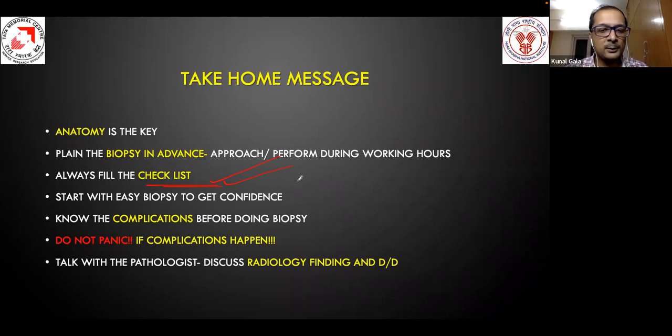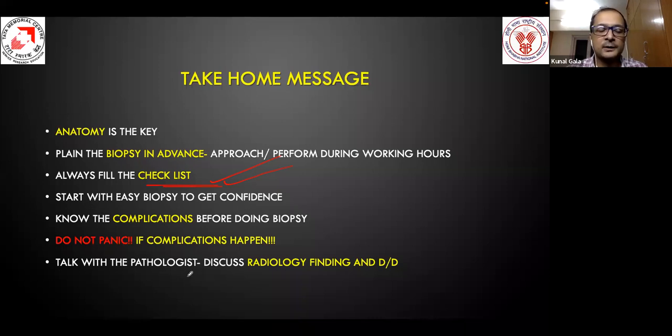First observe the biopsy, then assist, then perform the biopsy under supervision, and then perform it individually. Know the complications during the biopsy. Knowing the complications helps to keep all the essential things ready during the biopsy. Last but not the least, do not panic if a complication happens. There is always a solution available.